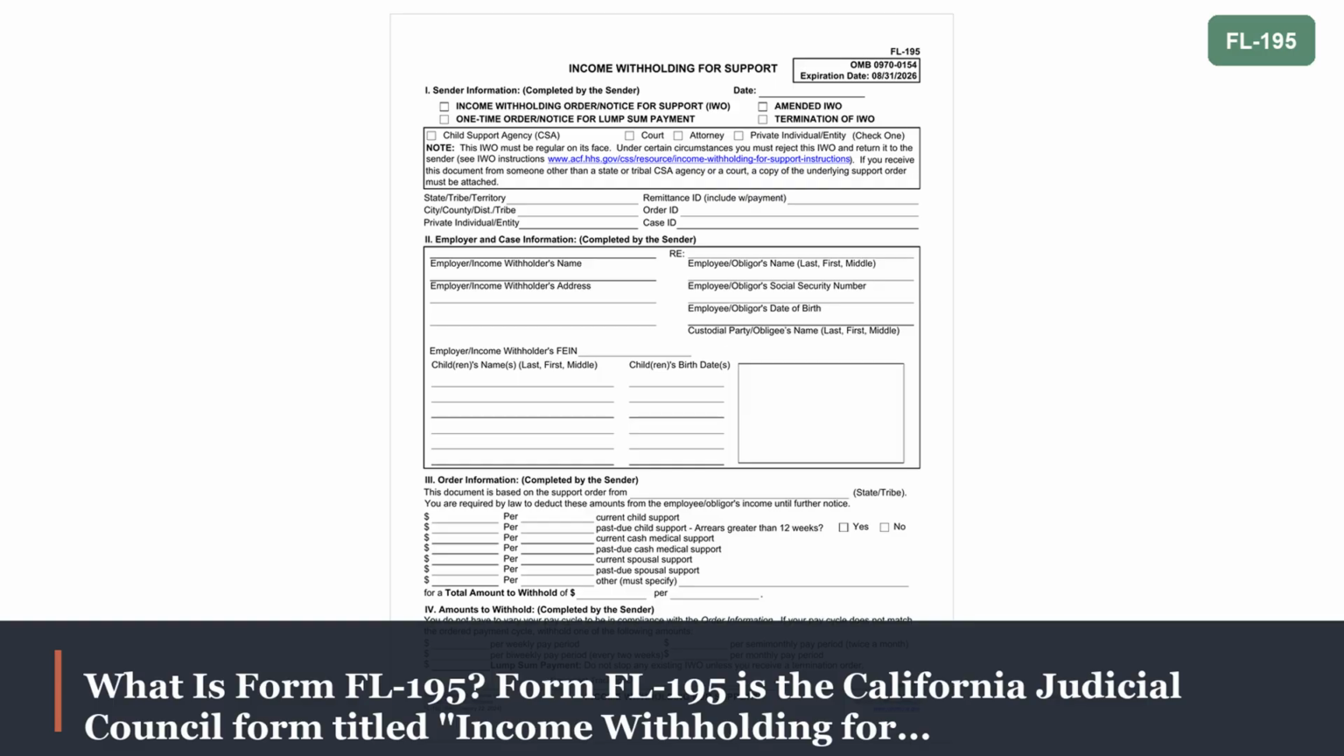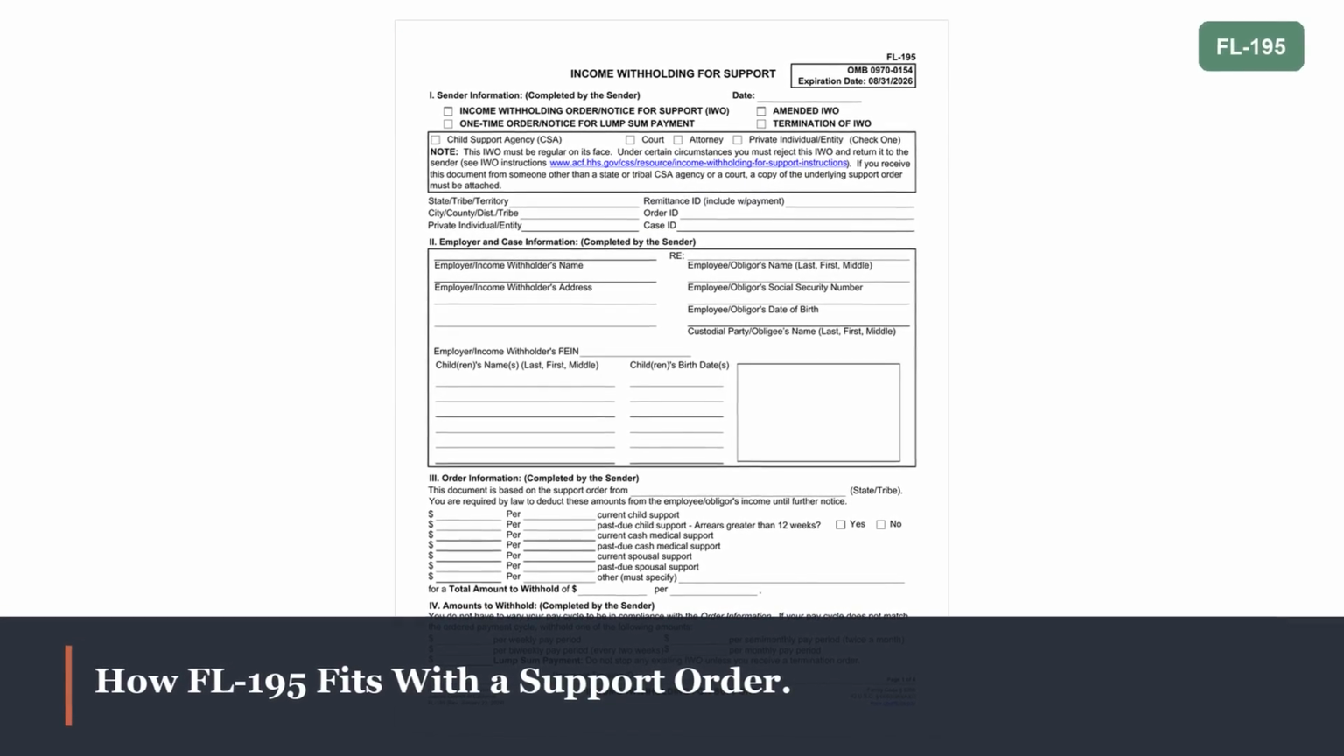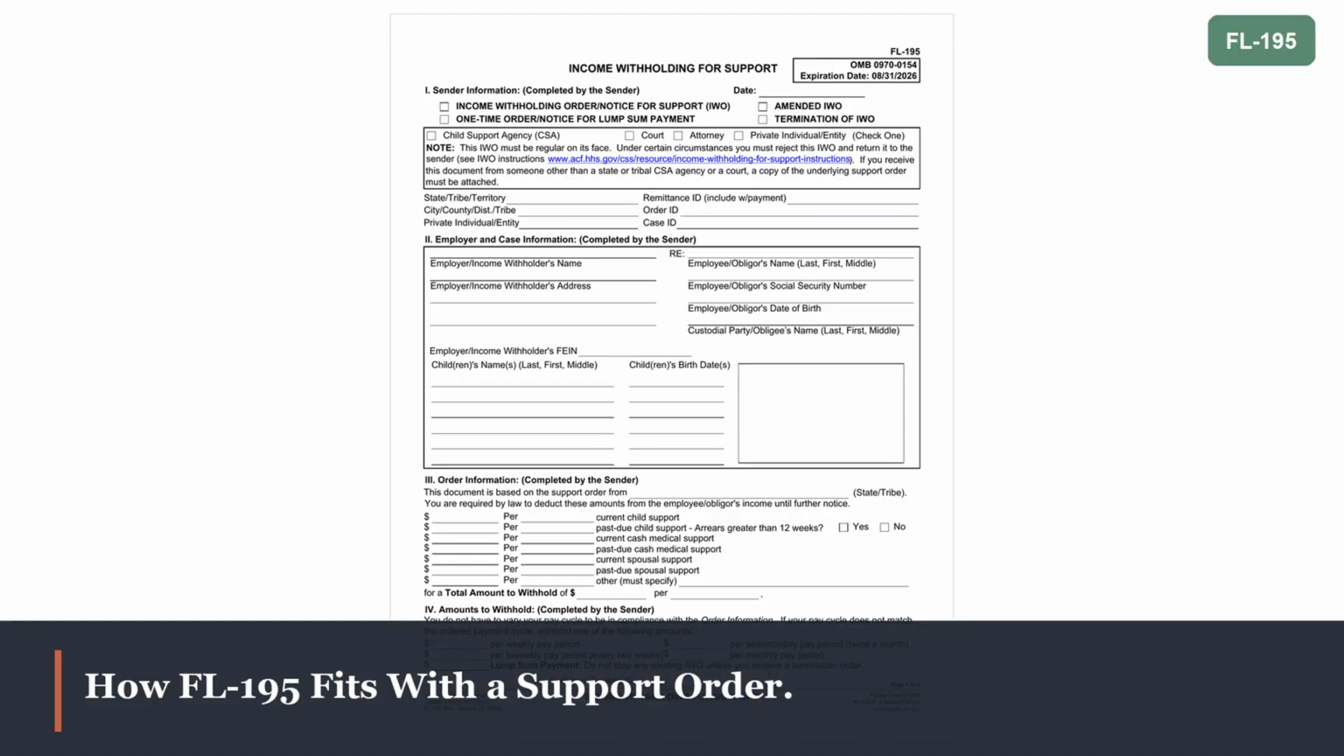FL-195 is California's implementation of the income withholding process used nationwide to enforce support orders through payroll, which is why the form's format and many of its instructions will look consistent from one state to another. How FL-195 fits with a support order. FL-195 is not a standalone request. It follows from an underlying order that already establishes a support amount, most commonly Form FL-342, Child Support Order Attachment, or a comparable spousal support order or judgment.